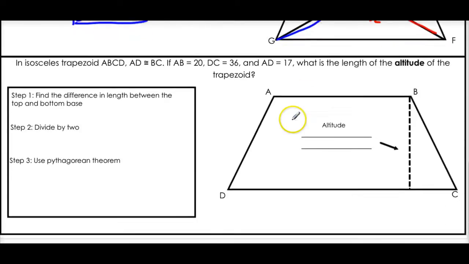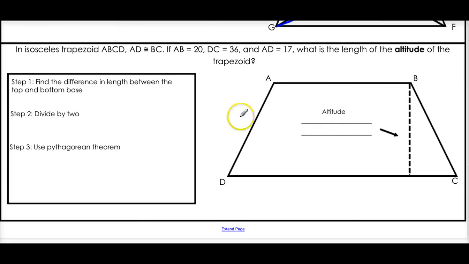Beautiful. Okay. Now, listen up because this one is a doozy. All right? Check it out. In trapezoid ABCD, AD is congruent to BC. All right? So let's mark that. If AB is equal to 20, and DC is equal to 36, and AD is equal to 17, what is the length of the altitude of this trapezoid?